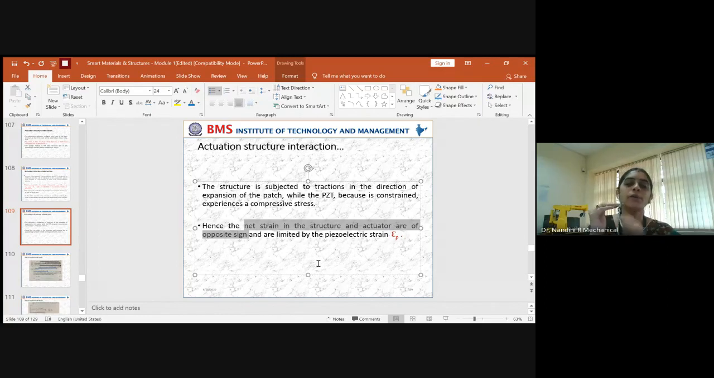If you have a good amount of expansion in the piezo patch for a very small amount of voltage, then a large amount of tractions will be in the structure, and in that case, the strain measured across the piezo patch and the structure will have the opposite sign. So you should understand when and how you should apply these sign conventions.